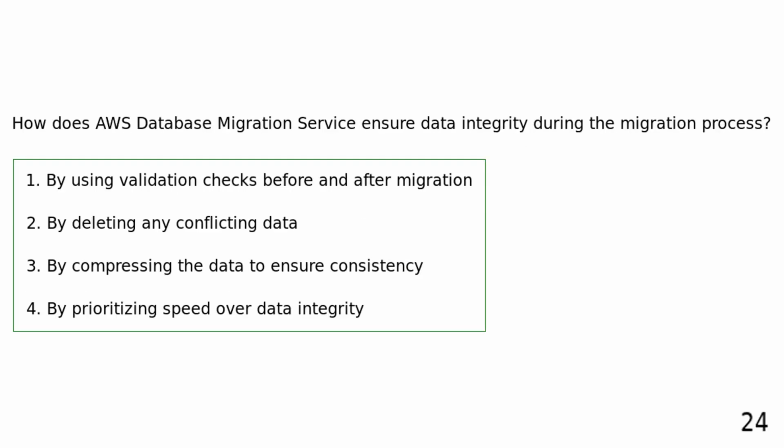How does AWS Database Migration Service ensure data integrity during the migration process? By using validation checks before and after migration. By deleting any conflicting data. By compressing the data to ensure consistency. By prioritizing speed over data integrity.